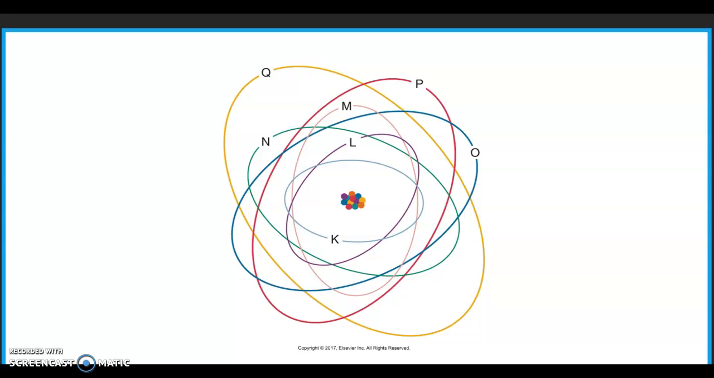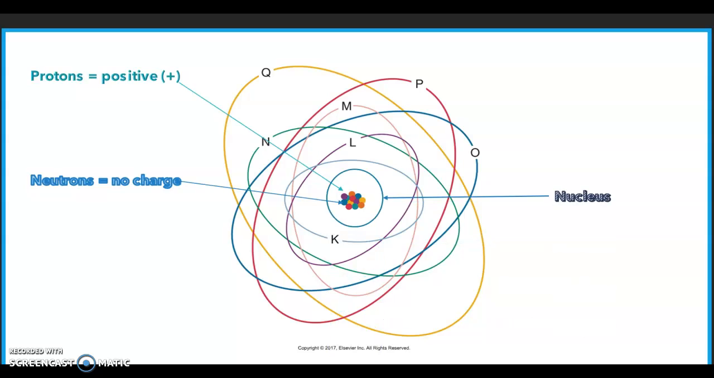So this picture represents an atom, and you need to know that an atom consists of two parts. It has a nucleus and it has electrons, protons and neutrons. Protons, which are positively charged, and neutrons, which have no charge, make up the nucleus. The electrons are tiny negatively charged particles that orbit, as you can see, the nucleus.